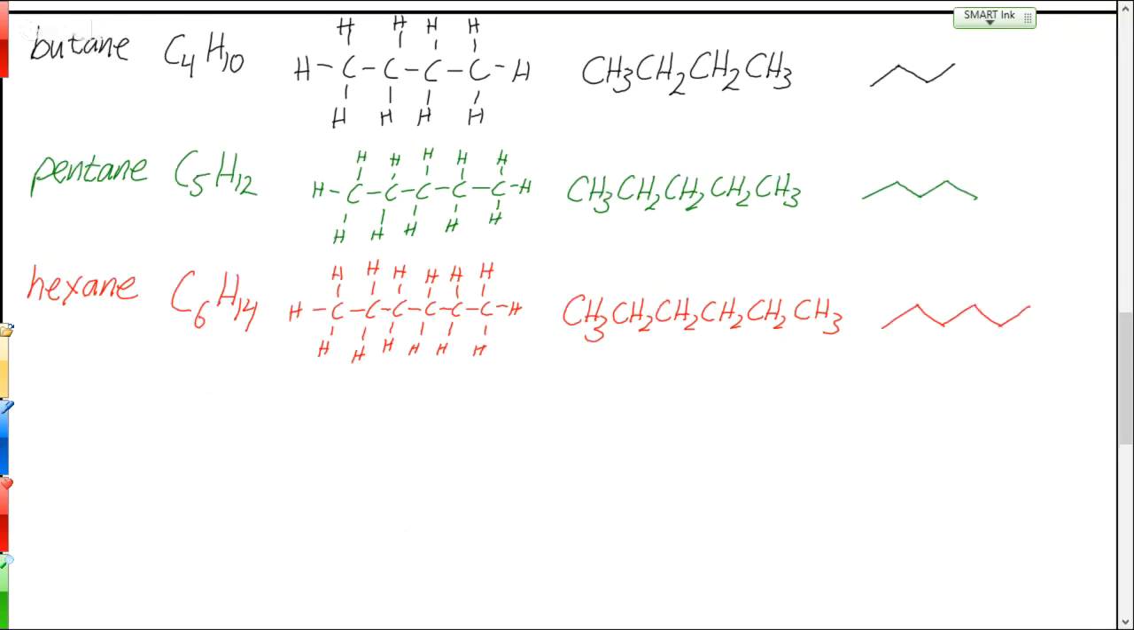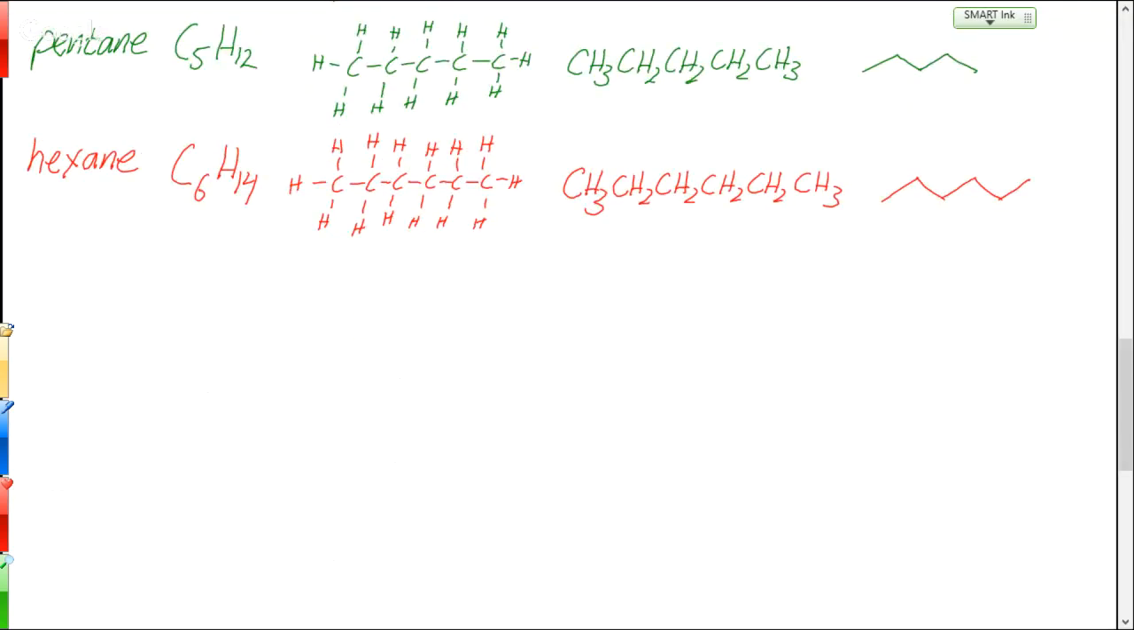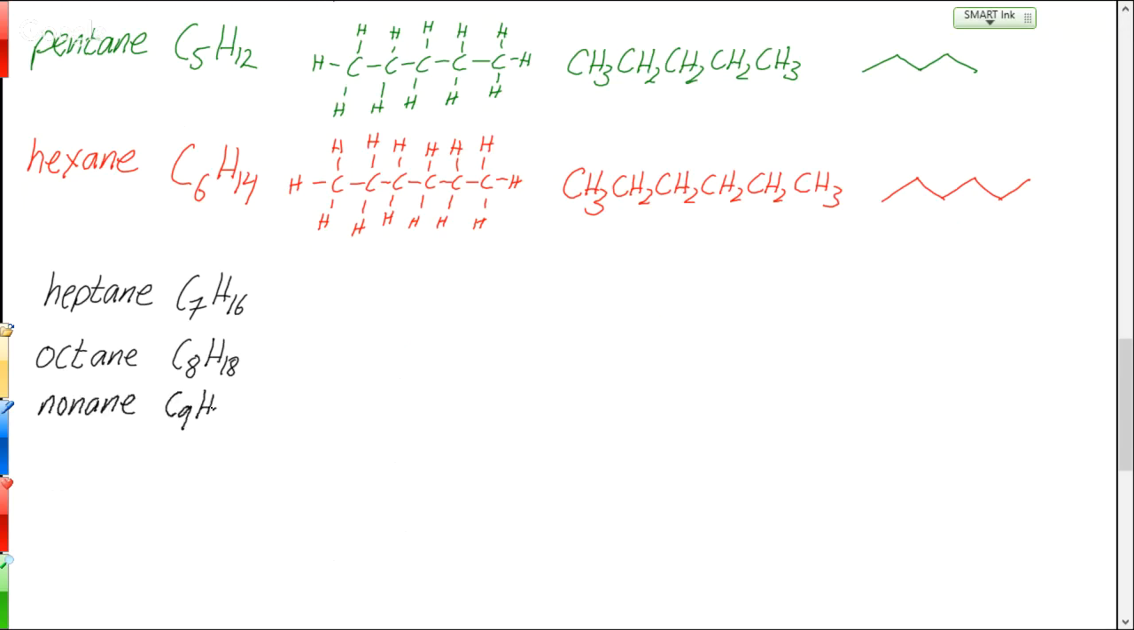I'll give you the names of the rest of the series. We're not going to draw them all out in structure form right now. But the other alkanes that you should know the names of are heptane, octane, nonane, and decane.